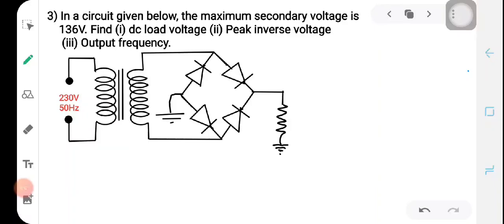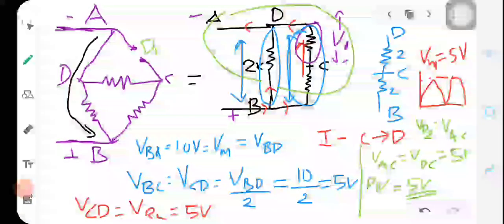Okay, we have done two problems. The previous problem, the second problem, I couldn't finish it, but I have noted the last answer. The peak inverse voltage is 5 volt. So you can look into this green lined one here. Just I am giving you a hint.